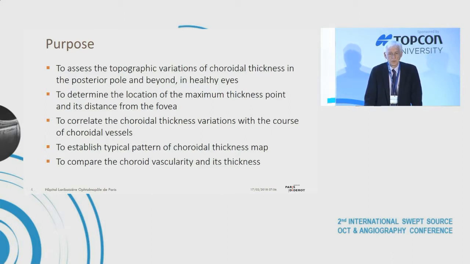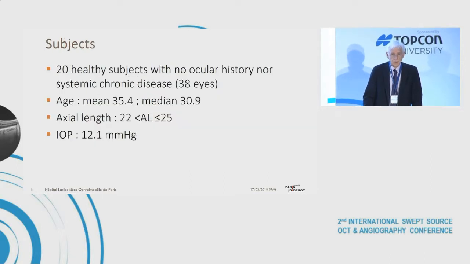So the purpose of our study was to assess the topographic variations of choroidal thickness in the posterior pole and beyond in healthy eyes, to determine the location of the maximum thickness point and its distance from the fovea, to correlate the choroidal thickness variations with the course of choroidal vessels, to establish a typical pattern of choroidal thickness map, and to compare the choroidal vascularity and its thickness.